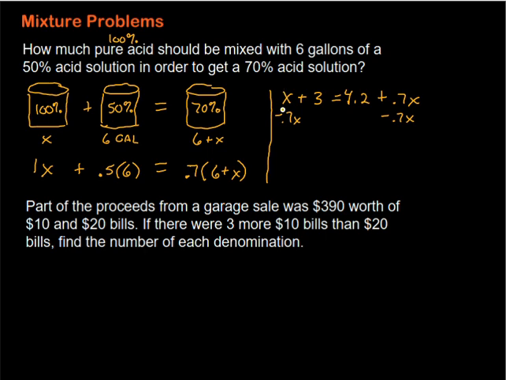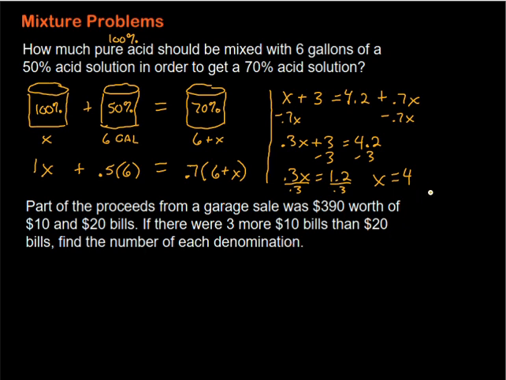That's going to give us, remember this is 1 minus 0.7, would be 0.3x plus 3, and that's equal to 4.2. Then get that x by itself, so minus 3, we end up with 0.3x equals 4.2 minus 3 gives us 1.2. And finally, we're going to divide by 0.3 on both sides, and we end up with x equals 4.